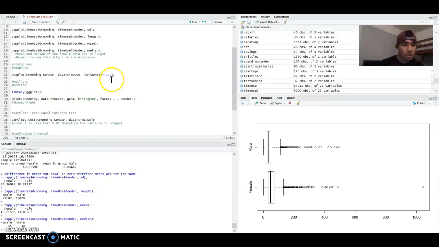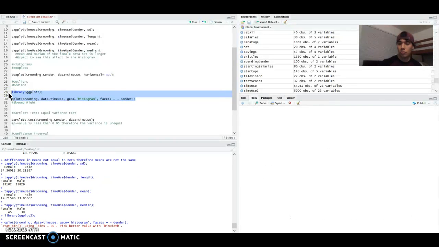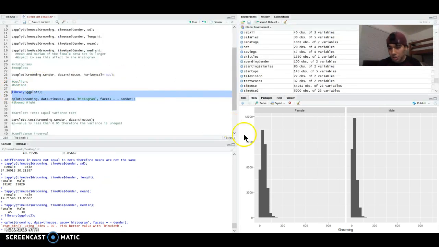Now we can also see it being skewed if we pull up a histogram of our information. Here you can see that the female has a little bit more of a right-skewed shape than the male does.